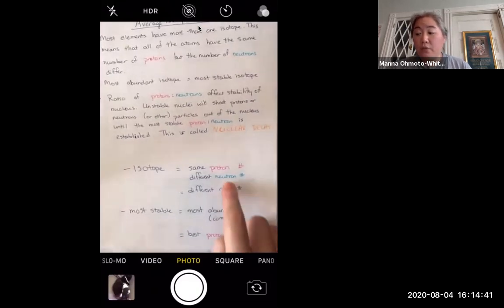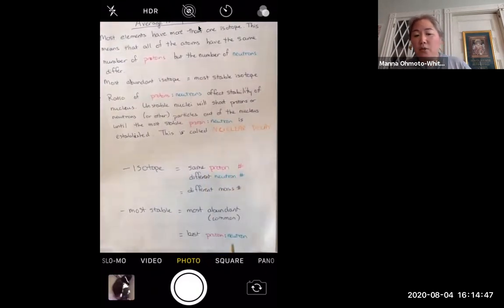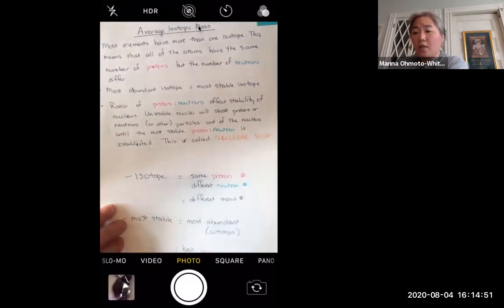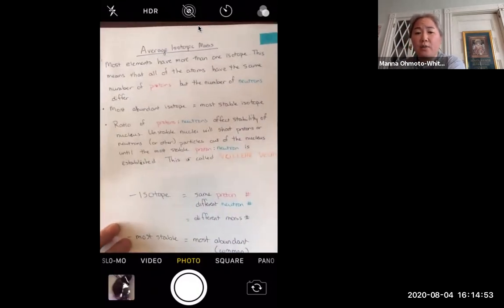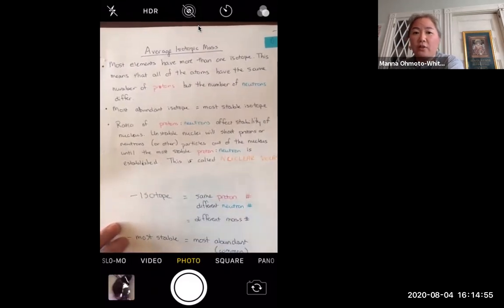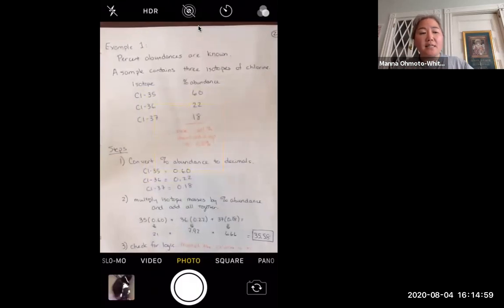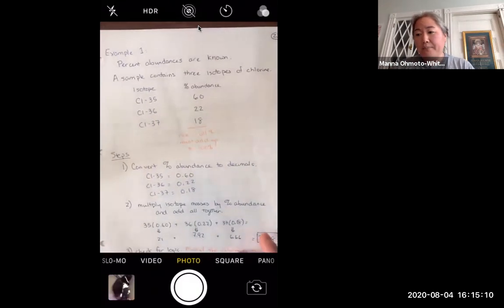Take home: same number of protons, different number of neutrons, makes a different mass, and the most stable one is the most abundant. Because most elements have more than one isotope, the mixture of all of those different isotopes will usually lead to an average mass that is not a whole number, and that's why most of the masses on the periodic table are non-whole number masses.